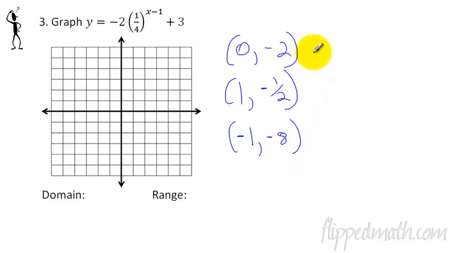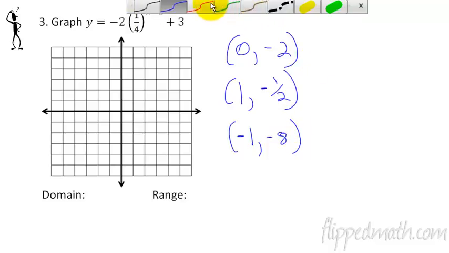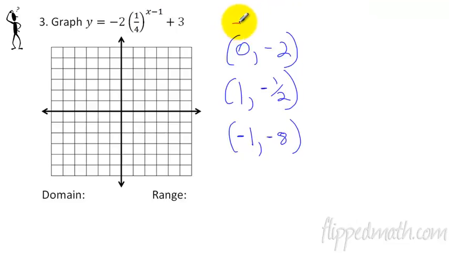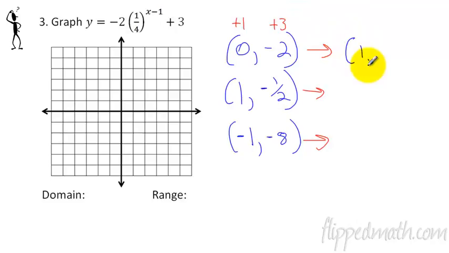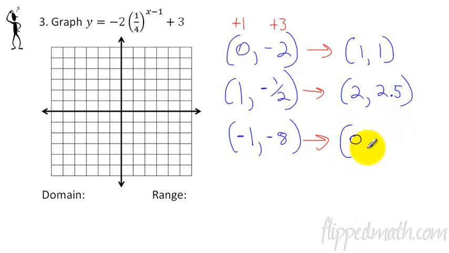All right, so what does this do? We're going to shift it right 1 on the x values and up 3 on the y values. So now we'll have some new coordinate points. And those points are 1 and 1. And this one will be 2 and 2.5 as we add 3 to -1/2. And this becomes 0, comma, add 3, you're back to -5.